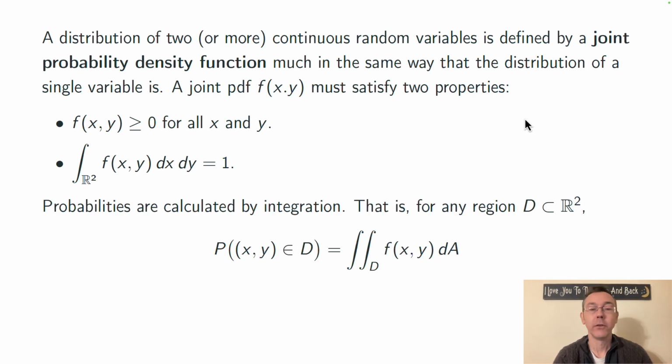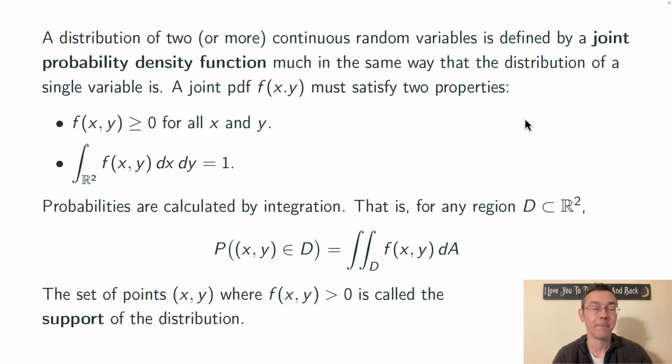Probabilities are calculated by multiple integration, much in the same way as probabilities are calculated by regular integration for a single random variable. If you have some set of points x comma y, call it D, like a region in the real plane, the probability that x comma y is in D is given by the double integral over D of f of x comma y dA. The set of points x comma y where f is strictly greater than 0 is called the support of the distribution. That's a definition directly in parallel to the definition for a single continuous random variable.